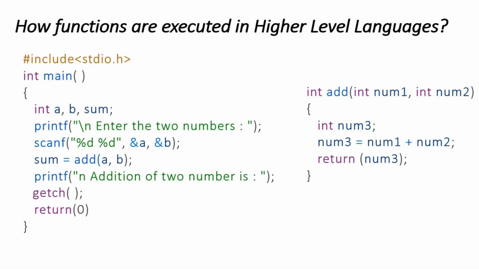So let us see how exactly execution happens. We know how straight line execution happens in higher level language like C. So execution starts from the main function here. So this statement is executed, then printf is executed, scanf is executed, and while executing this statement there is a function call here. So the processor does not execute the next statement, printf.